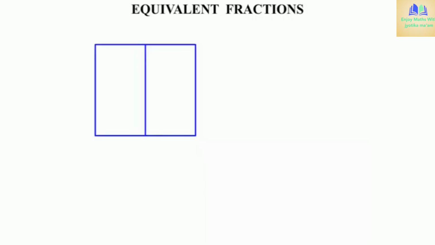Now, let's consider this half. 1 over 2. Now, if we split up the diagram as such, we have got 4 pieces. 2 are shaded, so it is the same as 2 by 4. Now, go back to half. We split the diagram up into 6 pieces. 3 are shaded, so it is the same as 3/6.